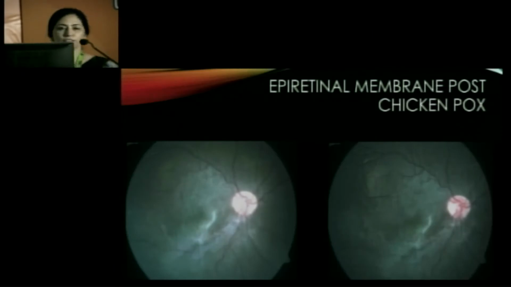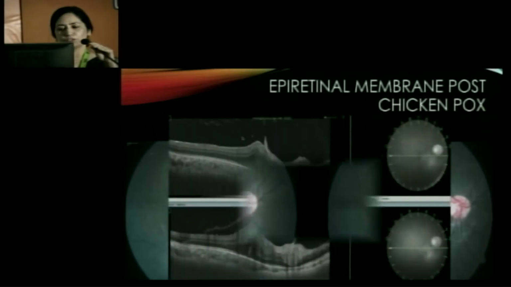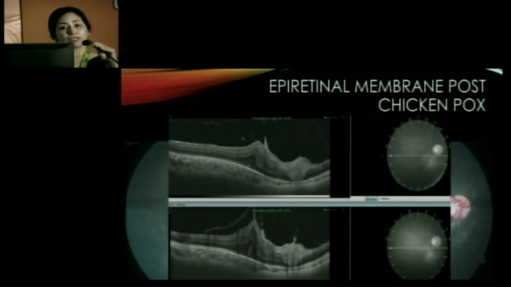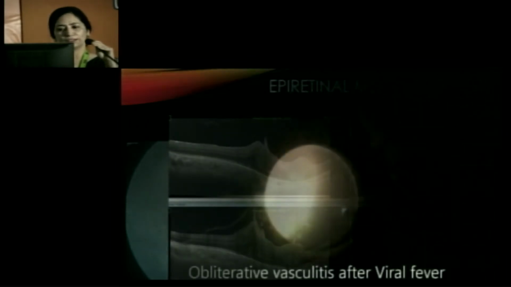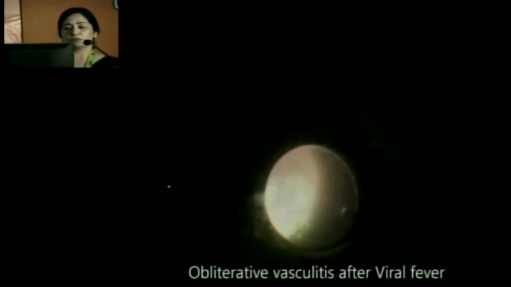This is a 7-year-old who came 1 month after chicken pox with decreased vision in the right eye. There was a thick epiretinal membrane and intense inflammation which was reduced with steroids, but after 1 month there was a further reduction in vision because of increased traction, and the epiretinal membrane was removed, which turned out to be positive for herpes simplex virus.